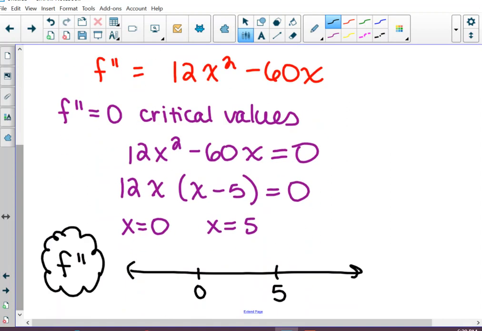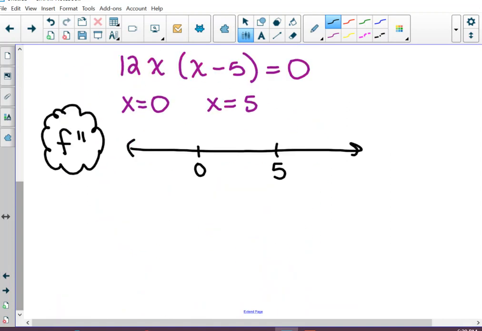So, I got my number line. I got my second derivative. I'm going to put in my numbers. I'm going to get a lot of alternating behaviors still. A big number, something bigger than 5, everybody would be positive. Something between them, like a 3, would make a negative.